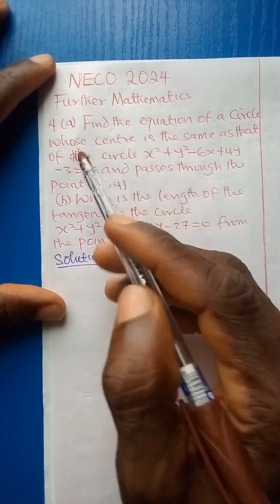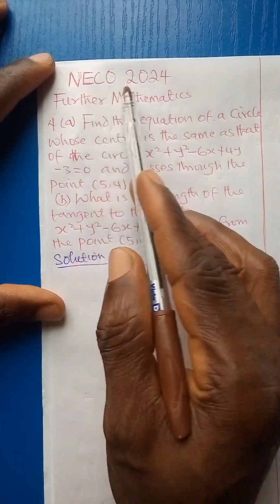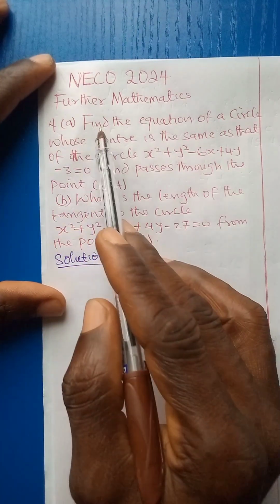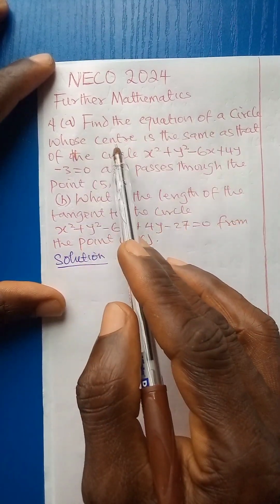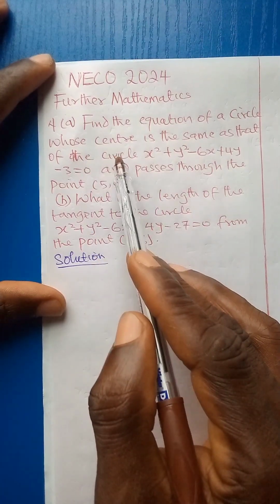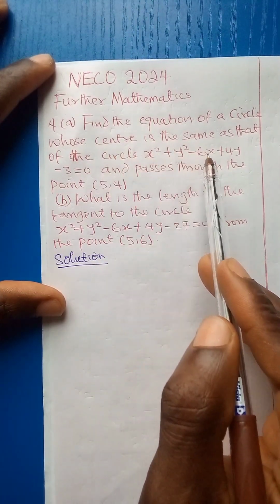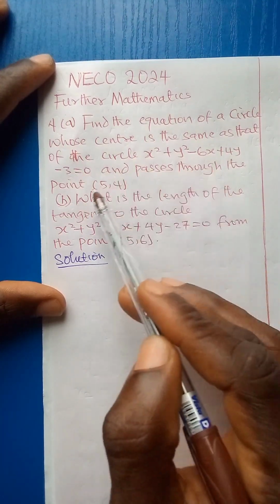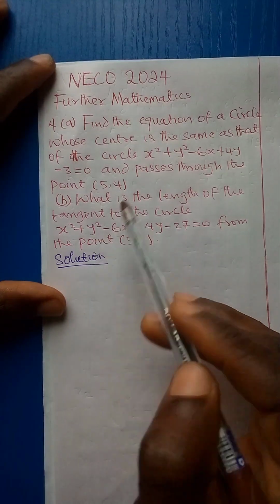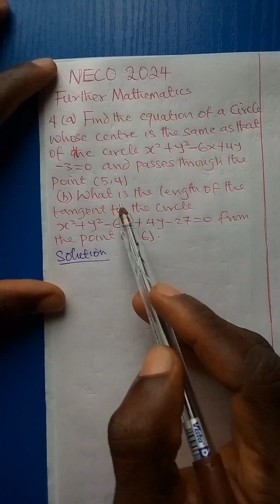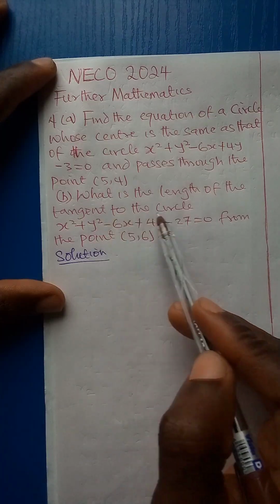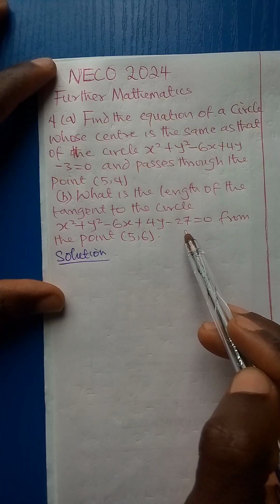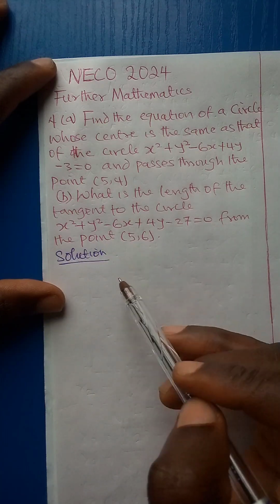In this video, I will be solving the fourth question in this year's NECO exam on further mathematics. That is question number 4. The A part says, find the equation of a circle whose center is the same as that of the circle x squared plus y squared minus 6x plus 4y minus 3 is equal to 0 and passes through the point 5, 4. Now the B part says, what is the length of the tangent to the circle x squared plus y squared minus 6x plus 4y minus 27 is equal to 0 from the point 5, 6.